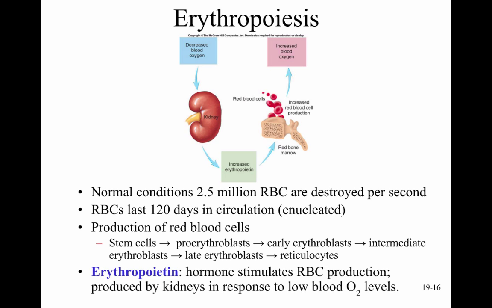So the whole process from stem cell all the way into the destruction of the red blood cell is called erythropoiesis. Now, the hormone erythropoietin, very close in name, will stimulate red blood cell production. So if your oxygen levels get really low, your body knows that you need more oxygen. What carries the oxygen is the red blood cell, so it's going to stimulate red blood cell production by producing erythropoietin. So that's a very important hormone.